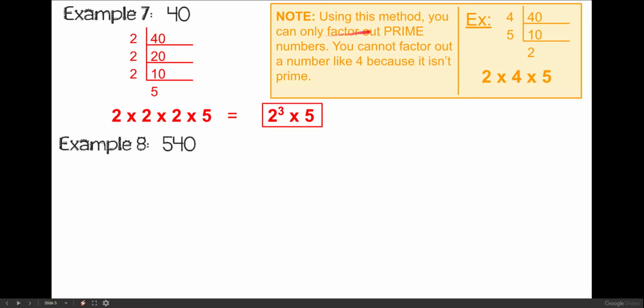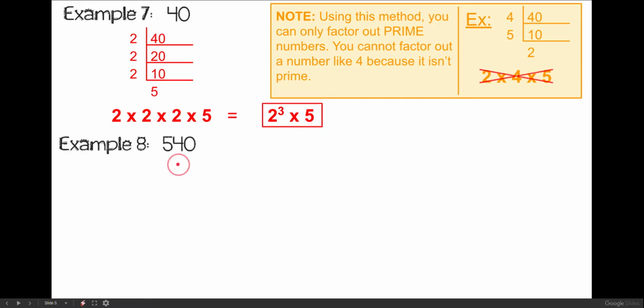So using this method, you have to only factor out prime numbers. You cannot factor out other numbers. So you can use 2 and 3 and 5 and 7, but you can't use numbers like 4 and 6 and 9 because those are not considered prime. Anyway, let's try one more.